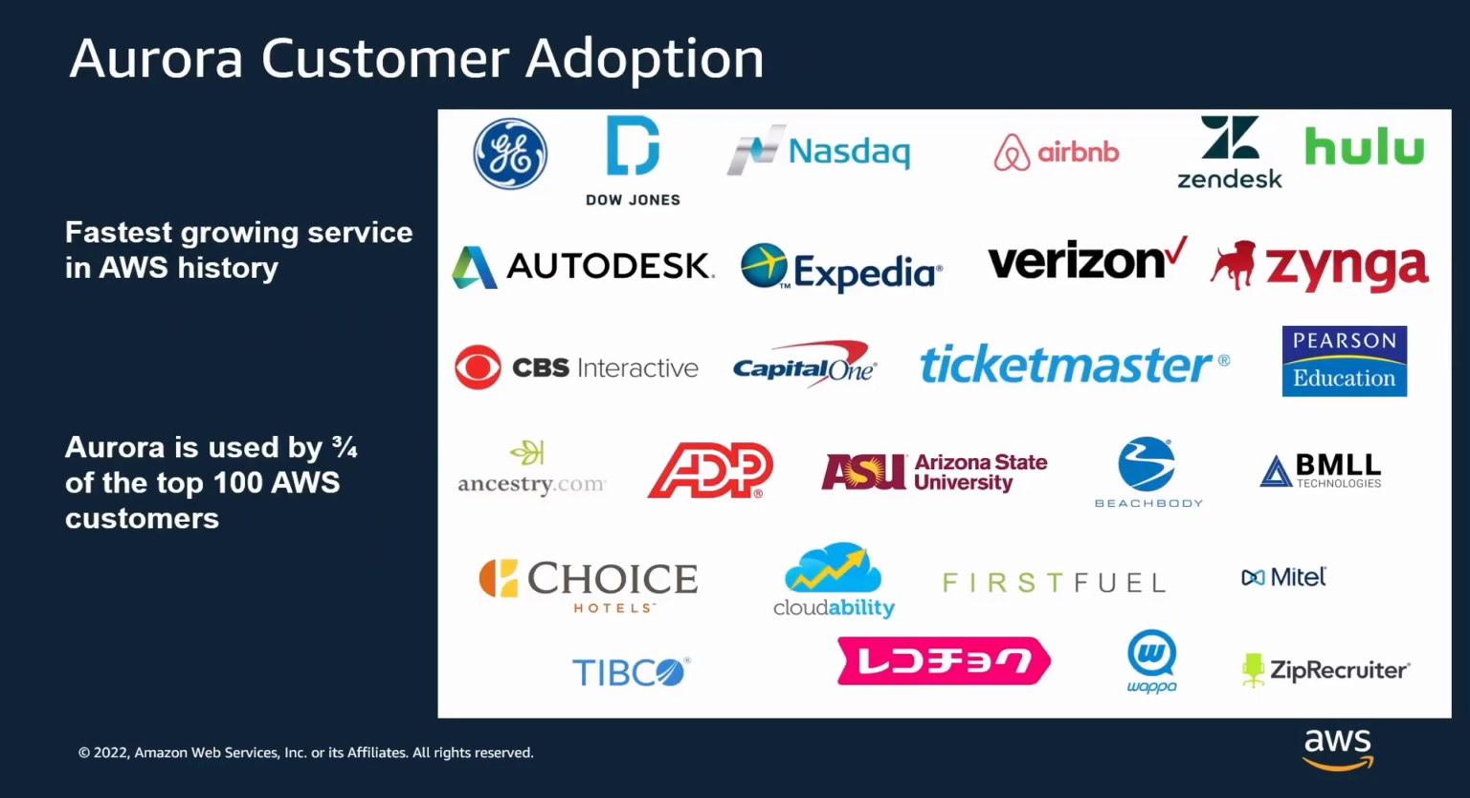Now, sometimes folks who are new to the AWS ecosystem ask if Amazon Aurora is used by large enterprises. The answer is a resounding yes. Aurora has been around for years, and it has been in use by thousands of our customers on a day-to-day basis. Amazon Aurora is the fastest growing service in AWS history. Aurora is so popular that it is used by 3/4 or roughly 75% of the top 100 AWS customers. This slide shows just a fraction of these customers who are using Aurora for their day-to-day and mission-critical database workloads alike.